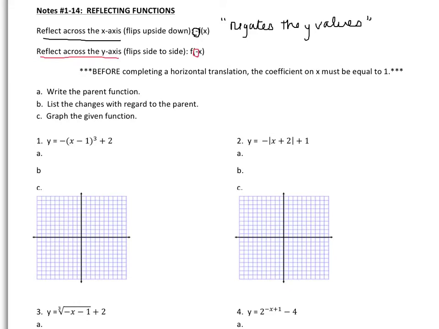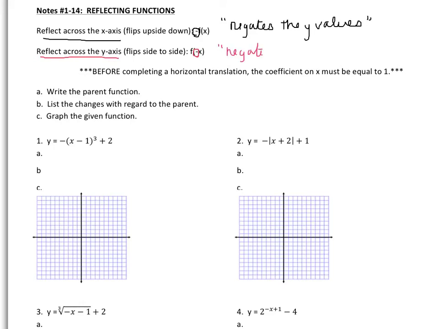So it's either going to be in the parentheses or in the absolute value sign or in the exponent when you're dealing with exponential. It is on the inside of the function. It is with your x. And that is going to negate the x values.